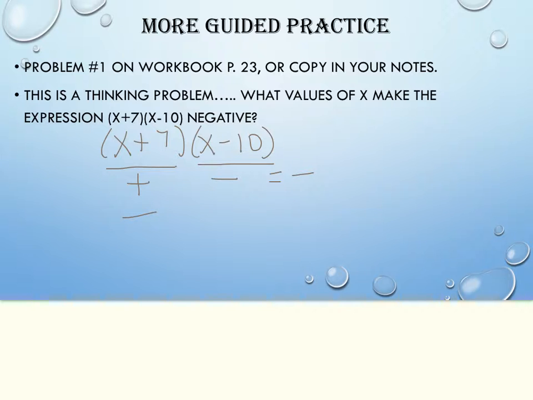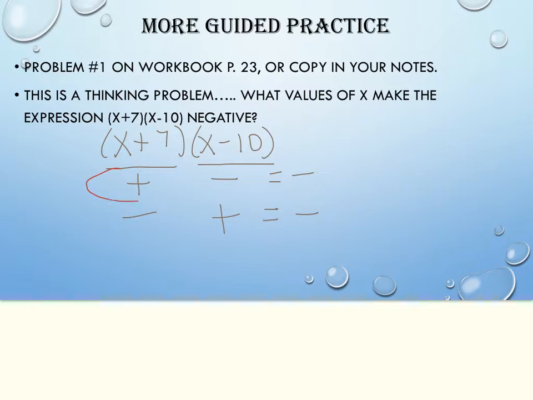Or the first one can be negative, the second one can be positive, and we still come out with a negative answer. If both are positive, we end up with a positive answer, which is not what we want. If both are negative, we come out with a positive answer, and that's not what we want either. So we'll get rid of those and realize that this is what we're going to work with.